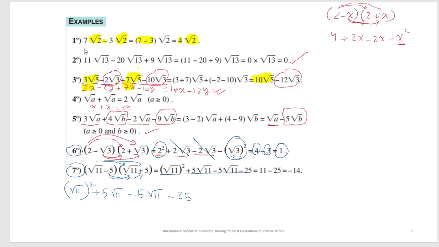Okay, and then simplify. So let me simplify here. Now 5 radical 11 minus 5 radical 11 is cancelled. Radical 11 all of its square is equal to 11, remember, minus 25, so I write it like this, and calculate. At the end it will be negative 14, and that's it. This is the answer.